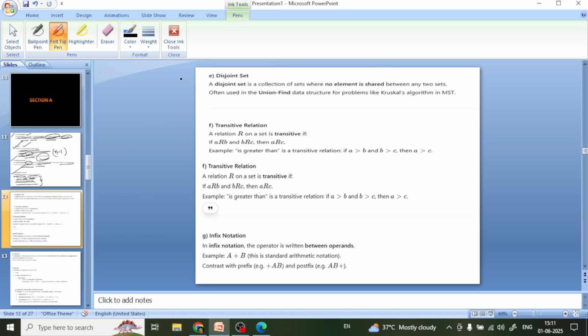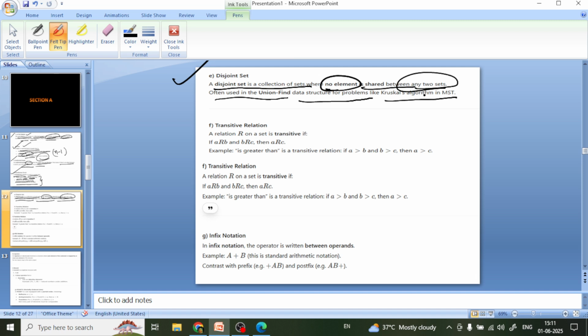Now next, what is a disjoint set? A disjoint set is a collection of sets where no element is shared between any two sets. When no element is shared between two sets, that is known as a disjoint set. It is often used in the union-find data structure for problems like Kruskal's algorithm in MST. Then we use disjoint set.